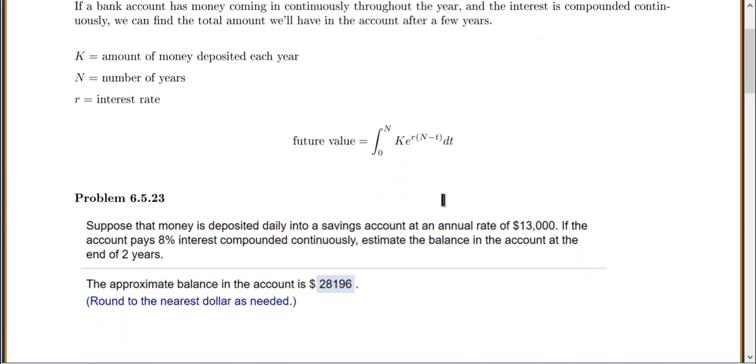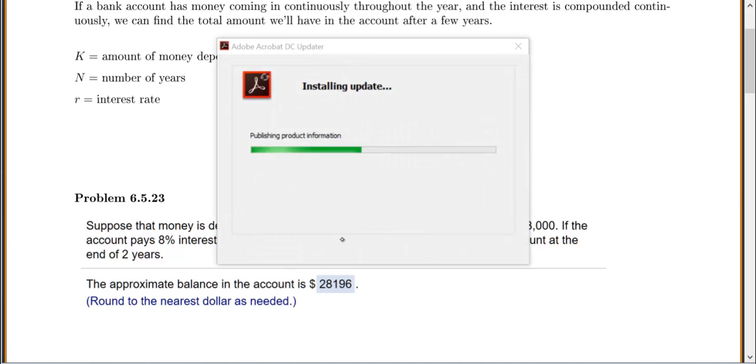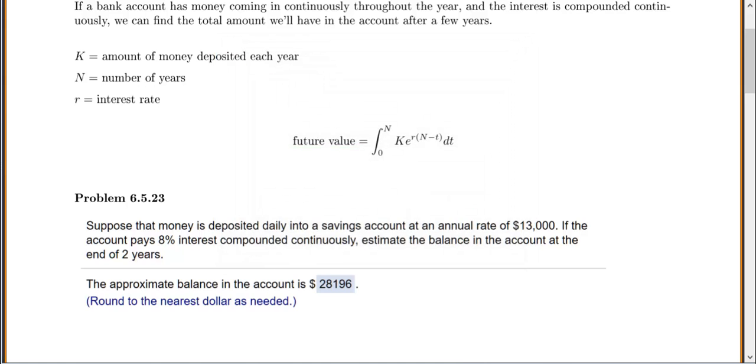So let's look at this problem again. Suppose the money is deposited daily into a savings account at an annual rate of $13,000. So this is telling you how much per year. That's your annual rate, so K equals 13,000. If the money pays 8% compounded continuously, so your interest rate is 8% or 0.08, estimate the balance in the account at the end of 2 years. So our number of years is 2.